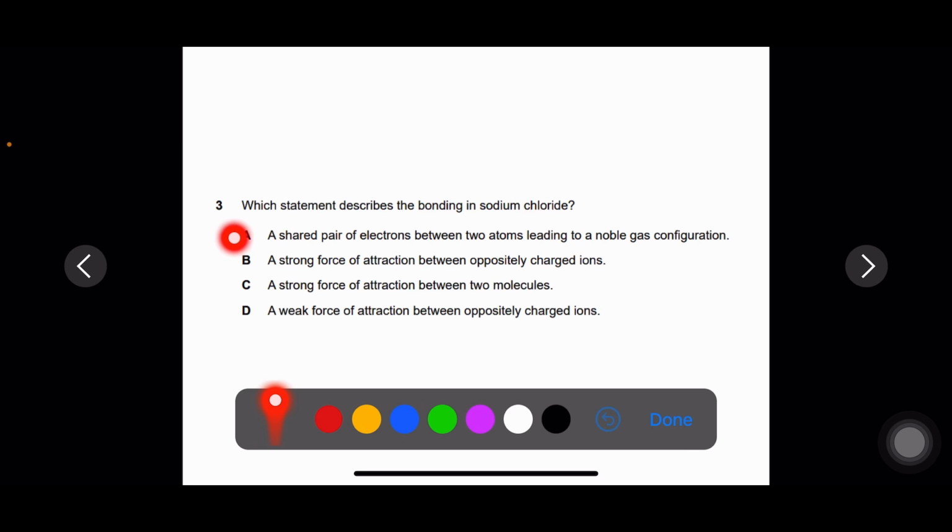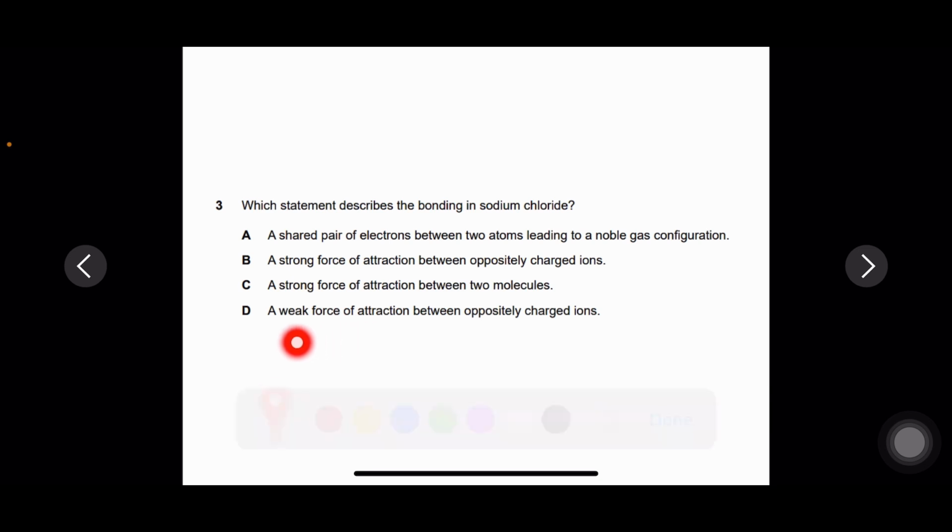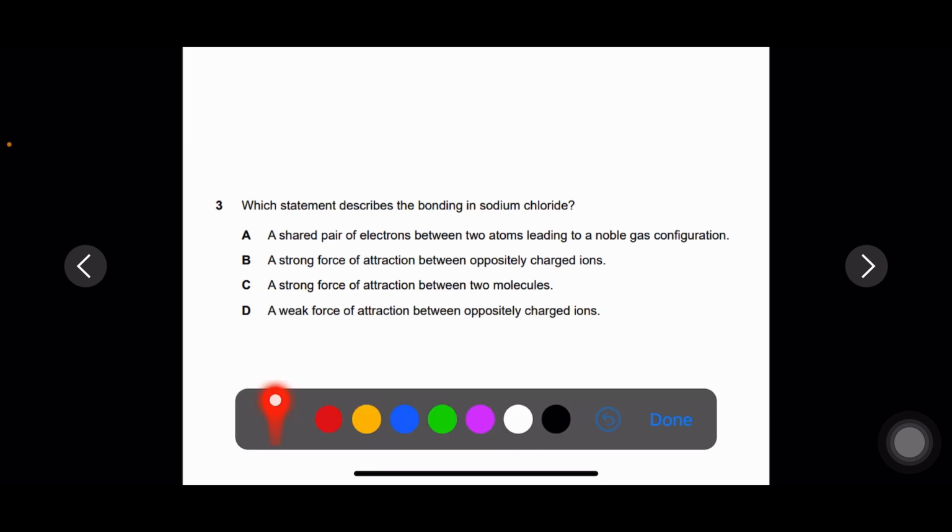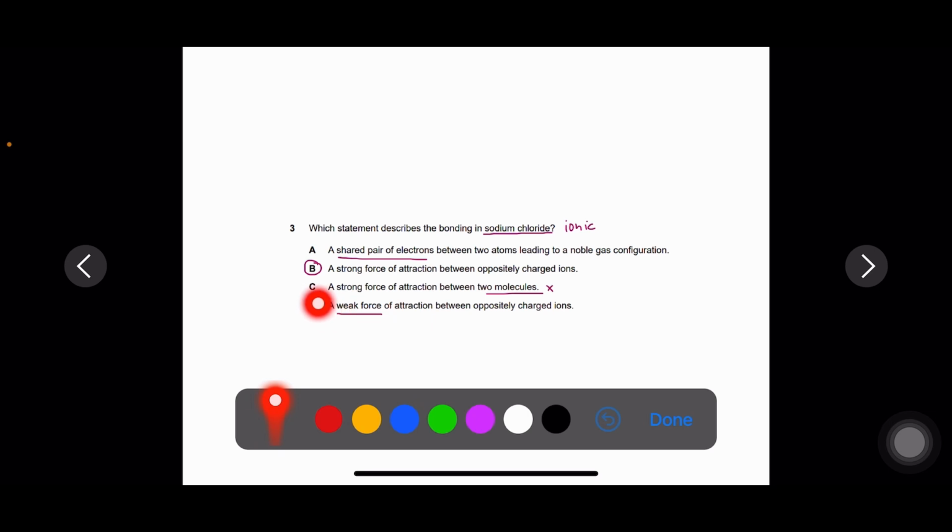Question number 3. Which statement describes the bonding in sodium chloride? Sodium chloride is ionic compound. Answer option A, a shared pair of electrons. It's wrong because it's showing covalent bond and sodium chloride is an ionic compound. A strong force of attraction between oppositely charged ions looks correct. A strong force of attraction between two molecules, wrong, it does not have molecule. It's an ionic compound. A weak force of attraction, wrong, it's a strong electrostatic force of attraction. So option B is the right answer.